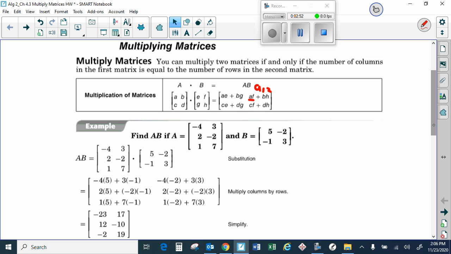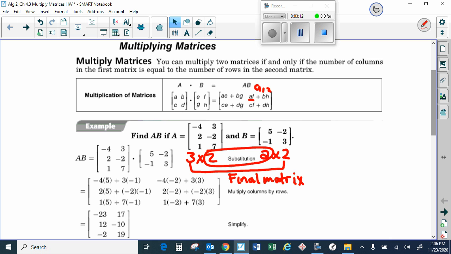Now notice on this one, these are not square matrices. This is 3 rows by 2 columns, and this is 2 rows by 2 columns. I can multiply them together because the inner numbers are the same. The final matrix size will be a 3 by 2.